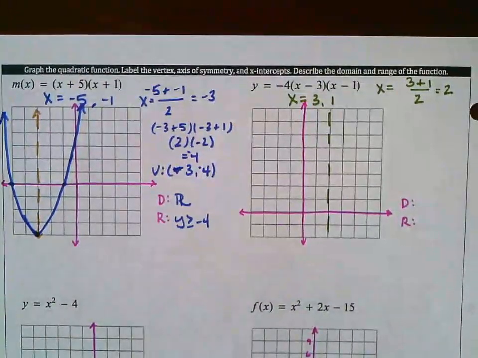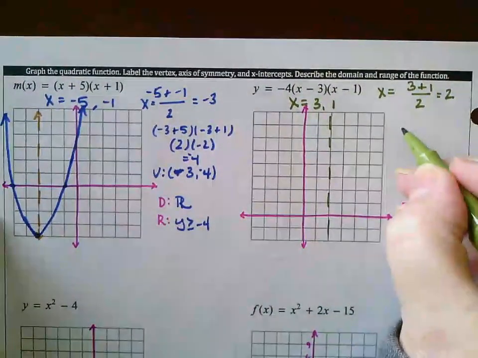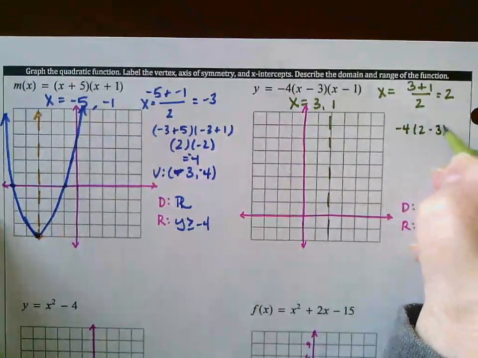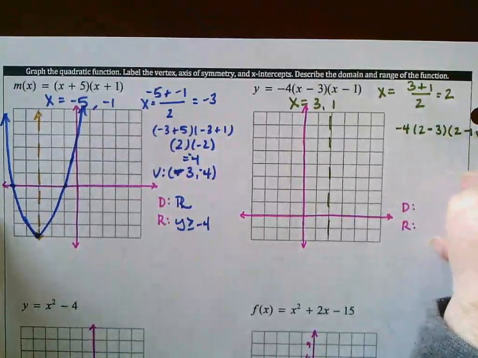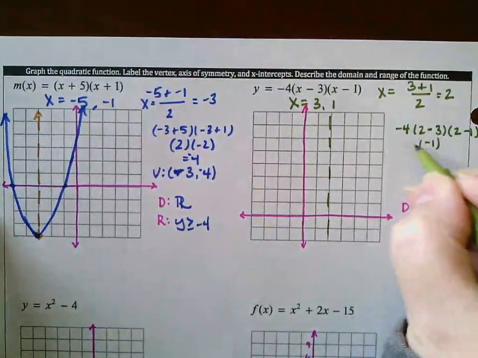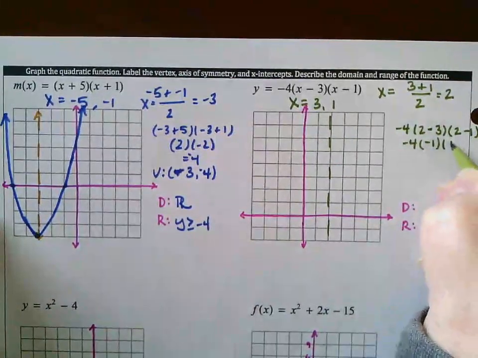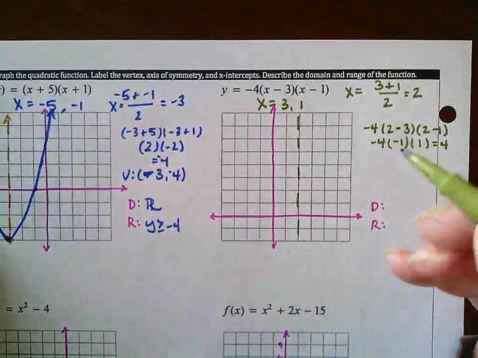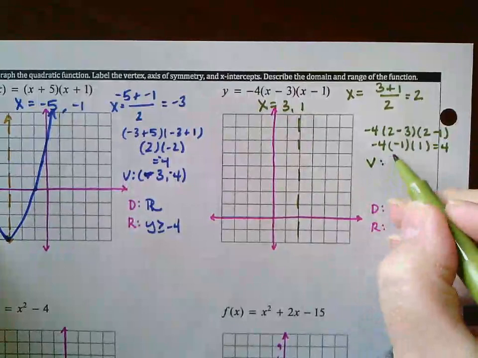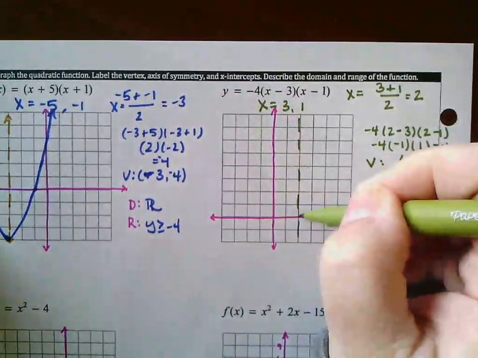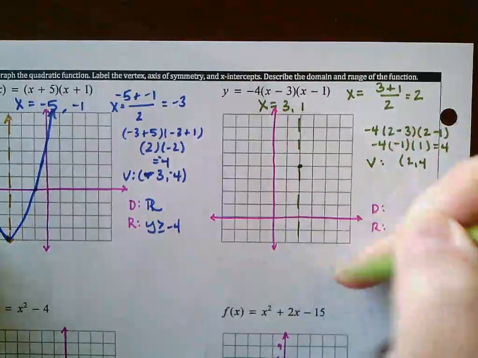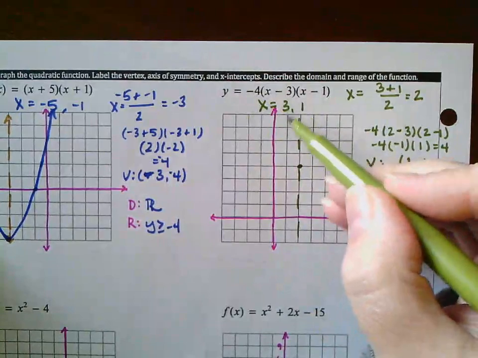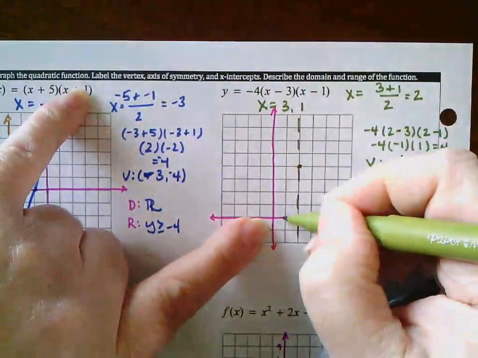So looking for -4 times 2 minus 3 and 2 minus 1. So -1 times -4 times 1. So that is 4. Sorry, no, you couldn't see that. So that means my vertex is at 2, 4. I know my graph is going down because of this negative right here. And I know that it's going to intersect at 1 and 3.